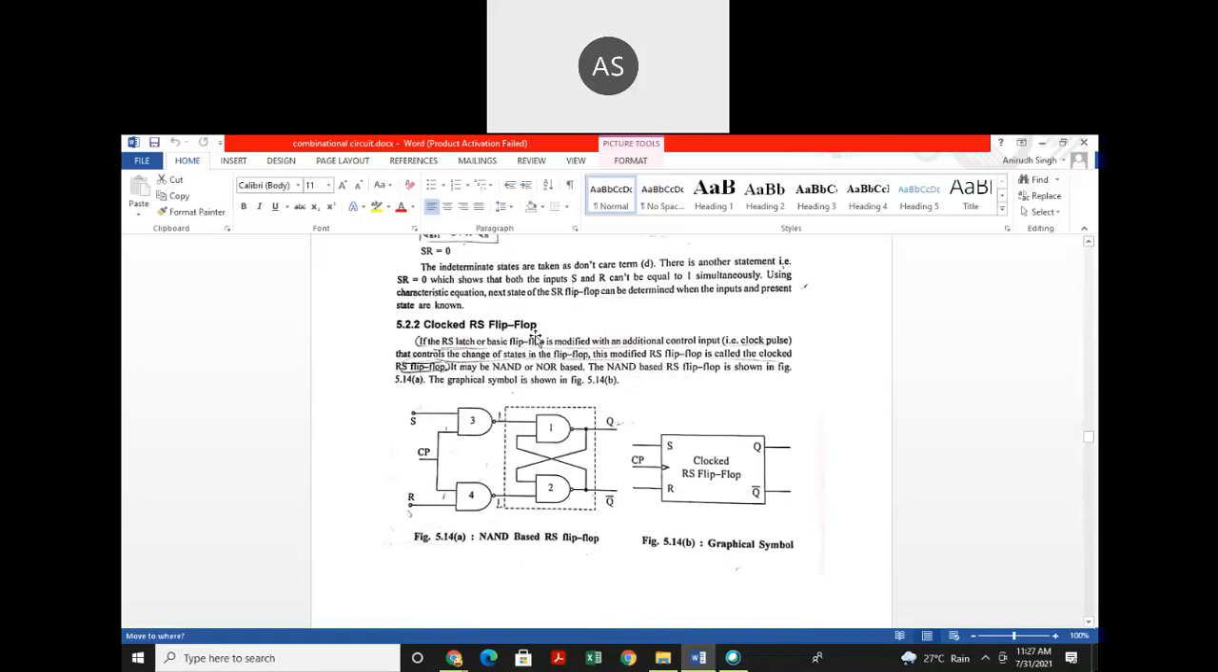Then the clocked SR flip-flop. In the clocked SR flip-flop, we simply apply a clock pulse. This clock pulse controls the change in state of the flip-flop. This change of state means Q is equal to 0, then it changes to 1, or from one state to 0 state. All these are controlled by clock pulses. This is the symbol for the clocked SR flip-flop.